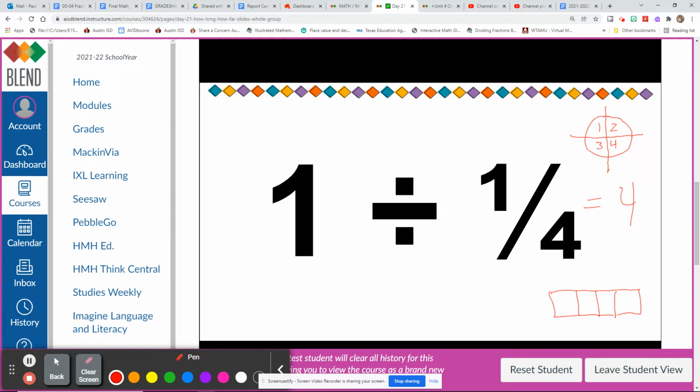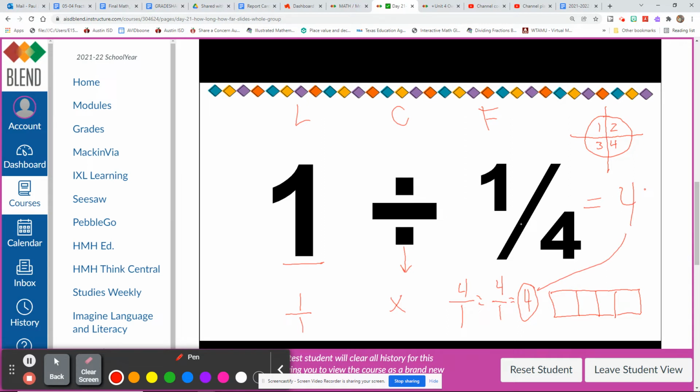Now, the way that we do that with the algorithm, once again, is going to be leave, change, flip. First of all, when we leave it, we still have to keep it a fraction. A whole number has to be turned into a fraction. Once again, capital T pose, put a 1 as a denominator. You change the division sign to a multiplication sign, and then you flip your second fraction. So instead of 1/4, we're going to do 4 over 1. And then you just multiply. Top times top, bottom times bottom. That gives us 4 over 1, which is 4.